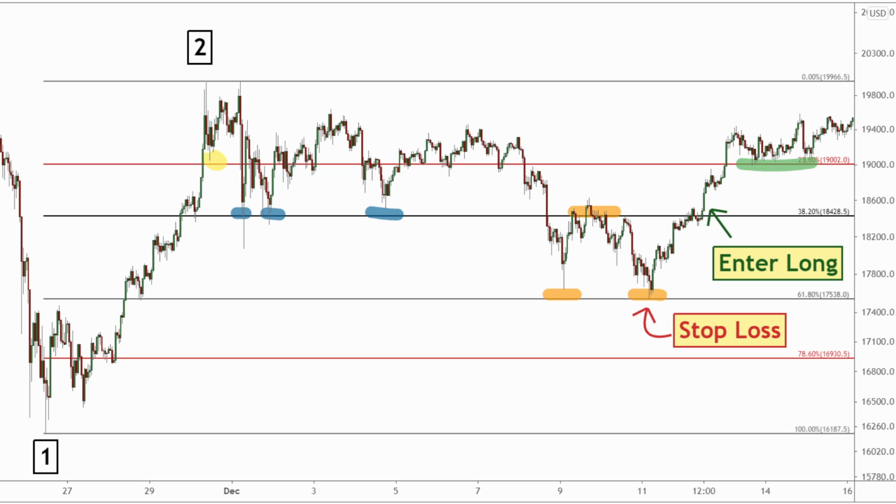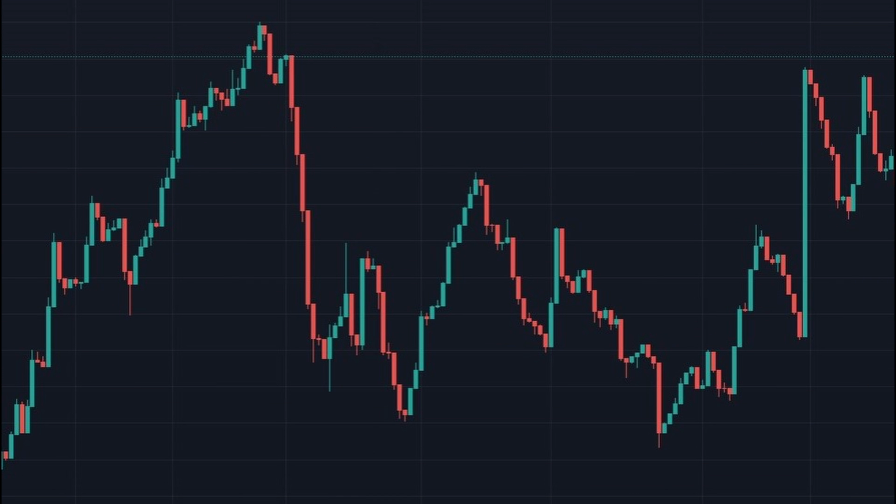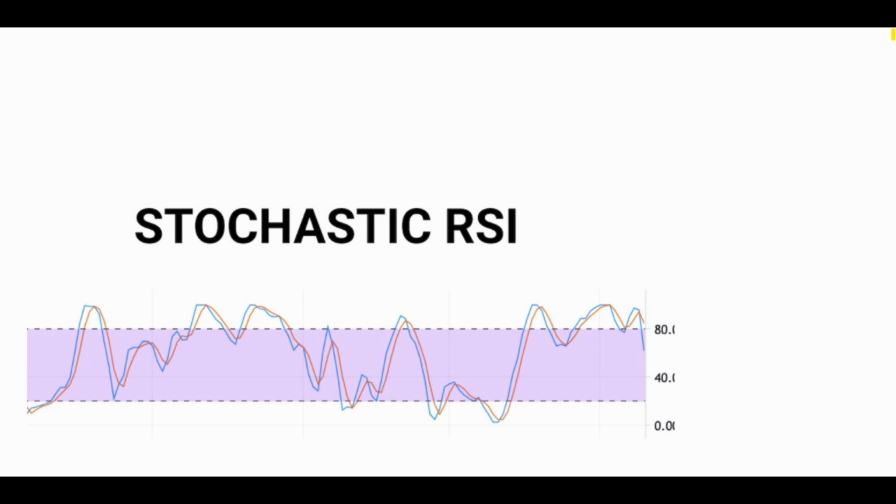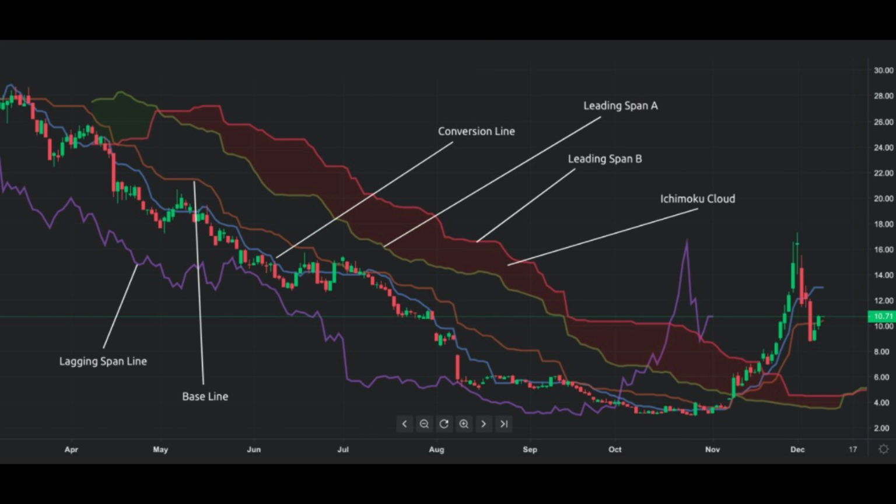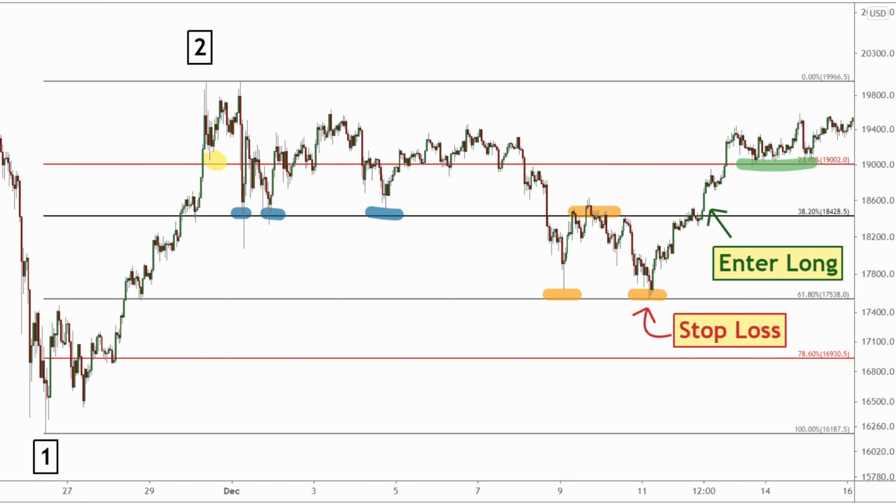loss. The Fibonacci retracement tool is most powerful when used in tandem with other technical analysis indicators. For example, the Fibonacci level can send a buy or sell signal, but it may or may not reverse. It's always best to confirm with indicators like Bollinger Bands, stochastic RSI, or Ichimoku Cloud. Let's move forward.